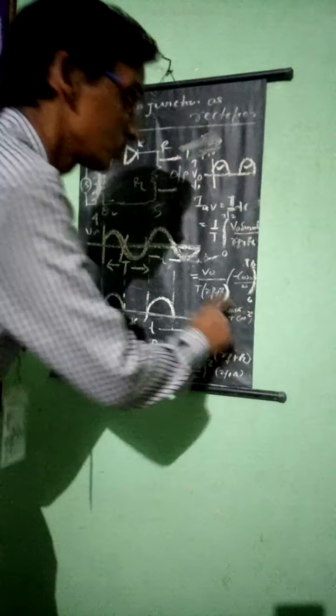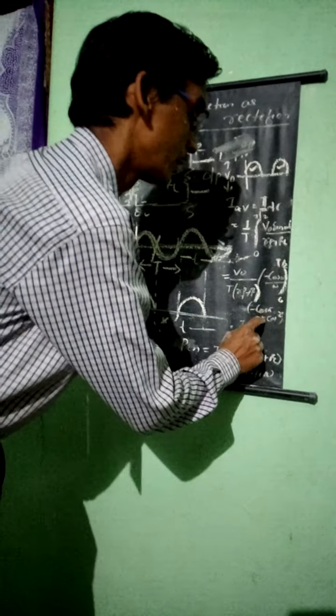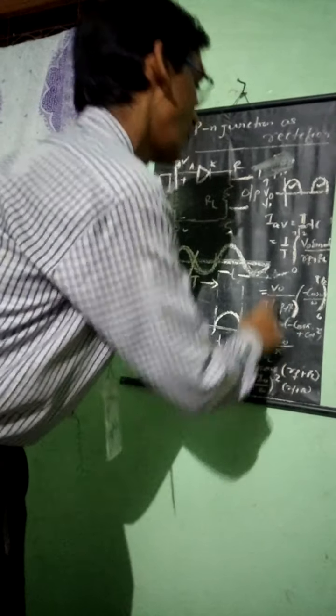That output current is equal to, remember, we are now getting minus cos pi. Cos pi is equal to minus 1, minus of minus 1 becomes plus 1. Then remember, cos 0 is equal to 1, so you are getting 2. Hence you can say I naught by pi is called the I average.